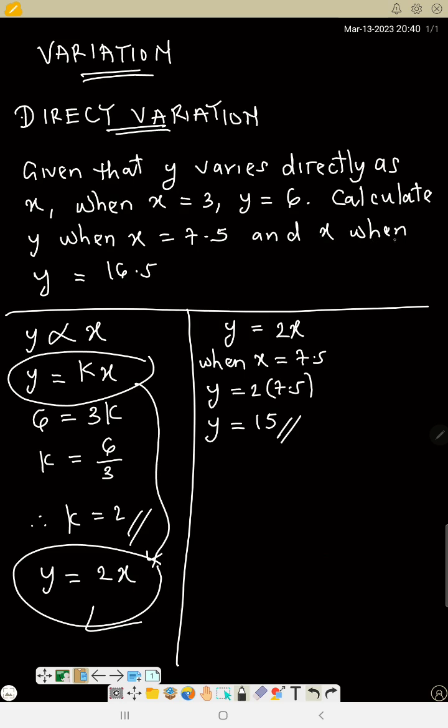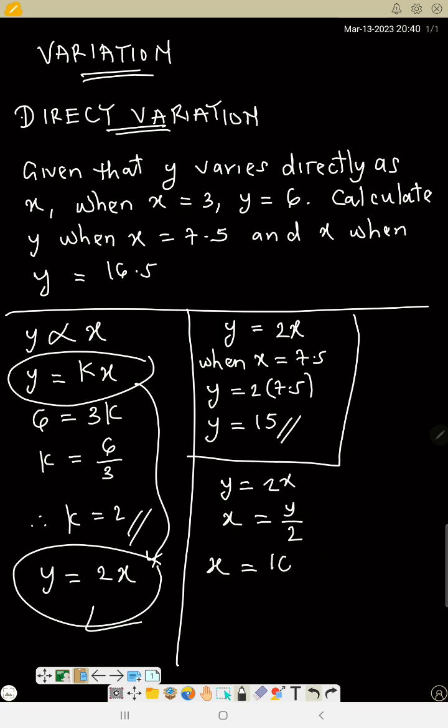Again, x when y equals 16.5. From that equation, y equals 2x, then x is y over 2. So calculate x when y is 16.5: 16.5 divided by 2. So x is 8.25. That is the final answer. So for direct variation, this is how the question will look.